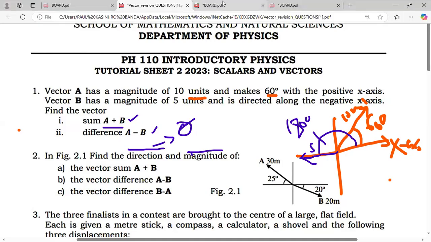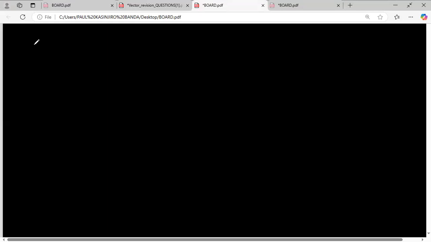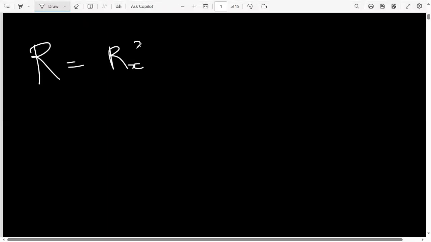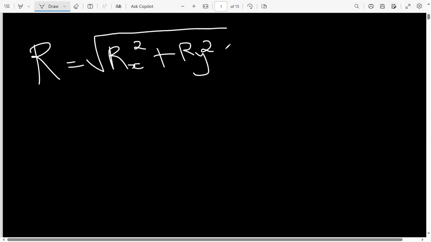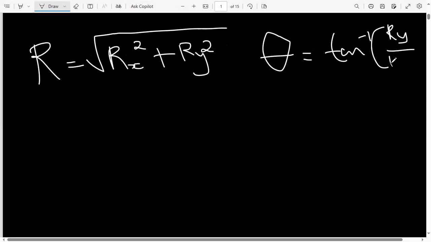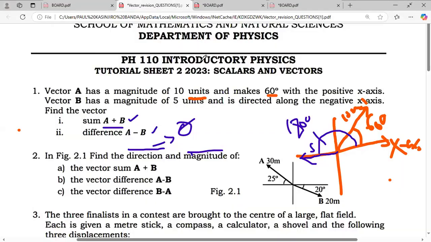So let me write the two formulas that we are going to use. The magnitude of a resultant vector is just equal to the x component squared plus the y component squared, and then you take the square root like that. And then the angle is always equal to the tan inverse of the y component divided by the x component. So these are the two formulas that we are going to use on that question. So let us look at this question now.